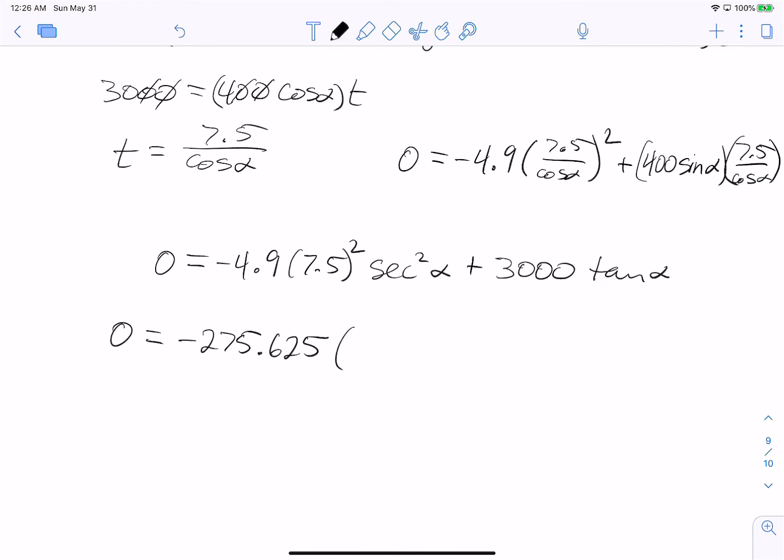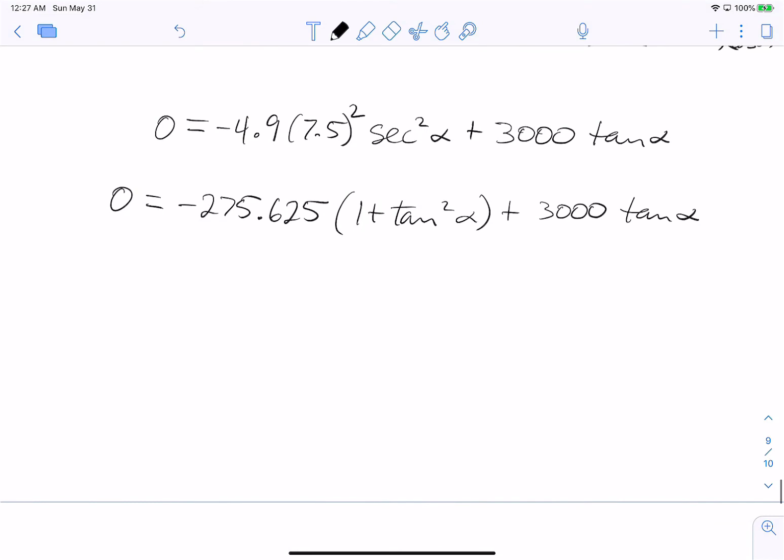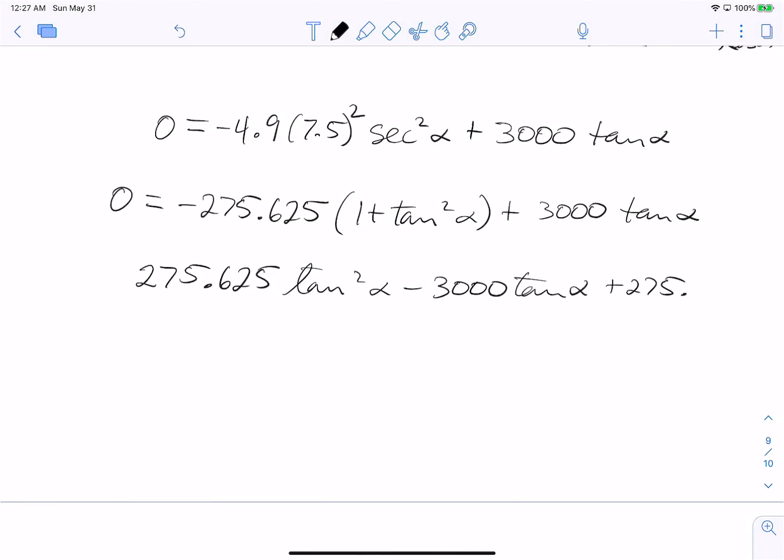So 0 is equal to negative 275.625 times 1 plus the tangent squared of alpha plus 3000 times the tangent of alpha. Manipulating this equation just a little bit is going to give us 275.625 times the tangent squared of alpha minus 3000 times the tangent of alpha plus 275.625 is equal to 0.